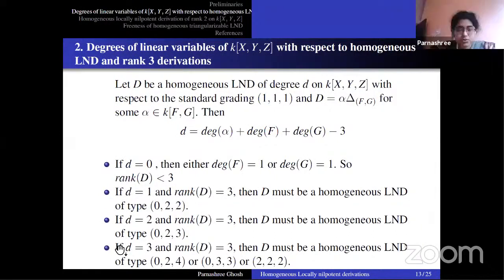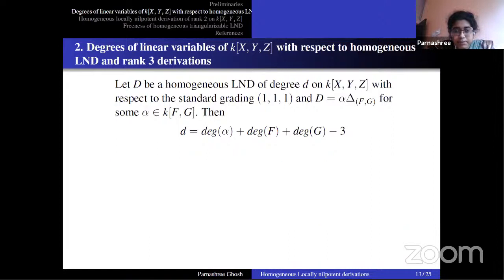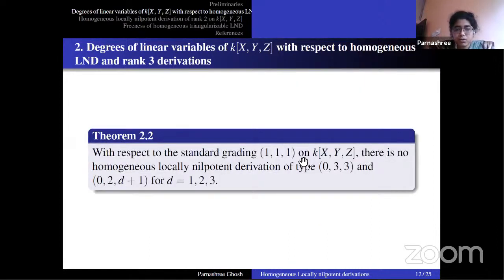And for d equals 3, if we want the rank to be 3, then we have these three possibilities: it should be an LND of type 0, 2, 4, or of type 0, 2, 3, or it should be a 2, 2, 2. Now if we see the previous result, we have obtained that such LNDs of type 0, 3, 3 and 0, 2, d plus 1 for d equals 1, 2, 3 cannot exist.